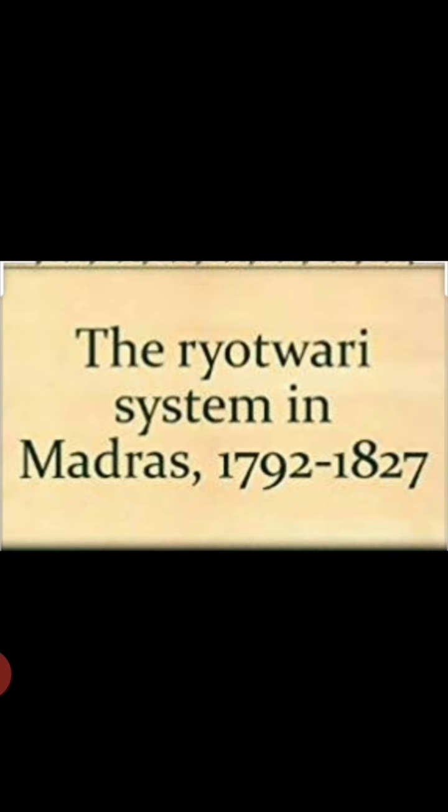In my previous video I explained the permanent settlement and what the results of the permanent settlement were. In today's video, we are going to study the Ryotwari system in Madras, 1792 to 1827.